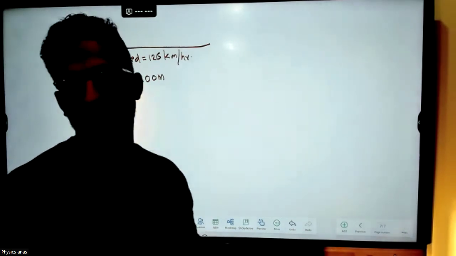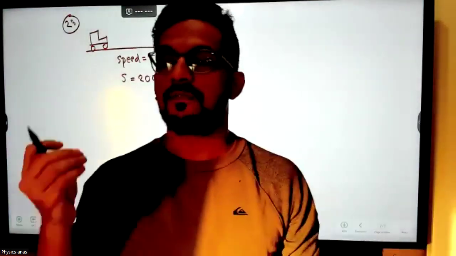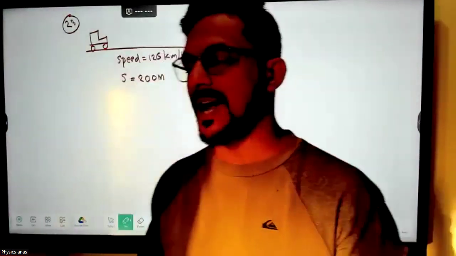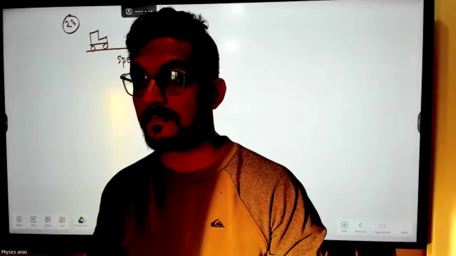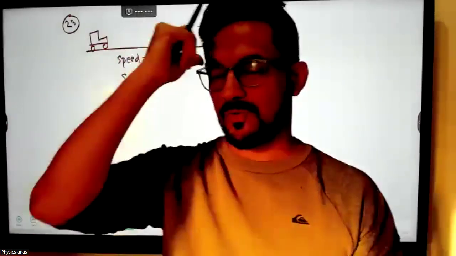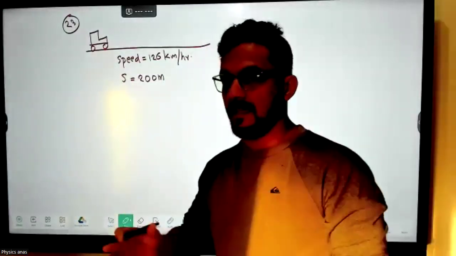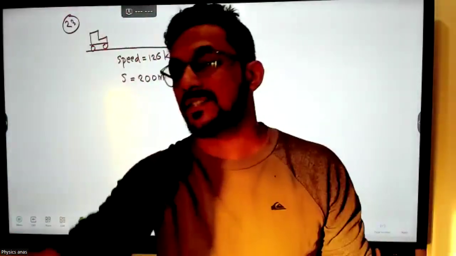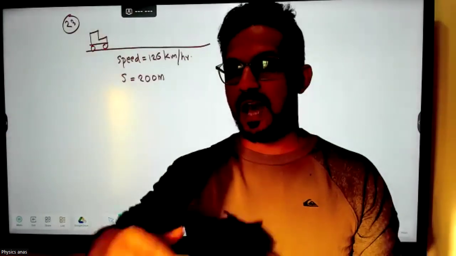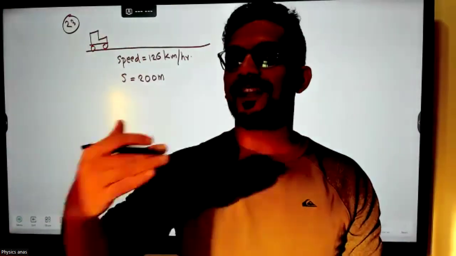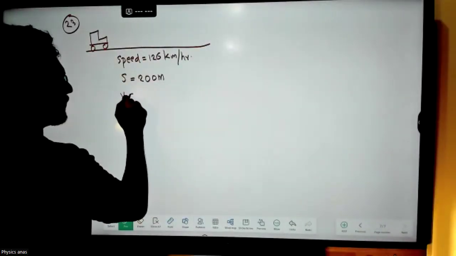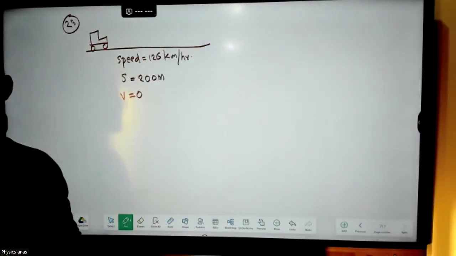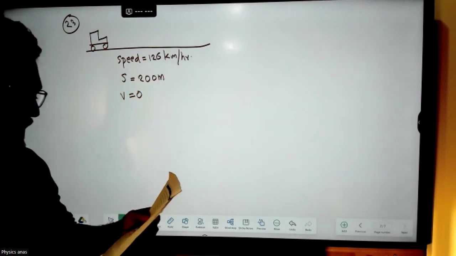Which quantity will be given if they are saying the car has stopped? If the car has stopped, the final velocity will be zero. V will be zero. Okay?